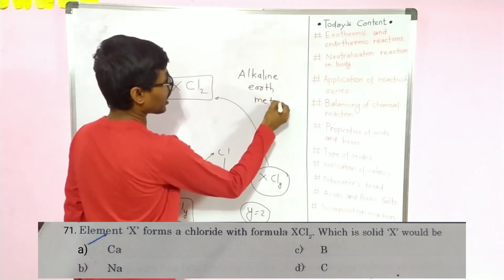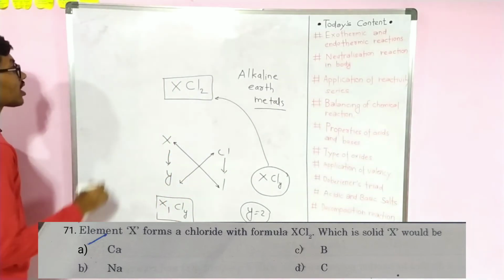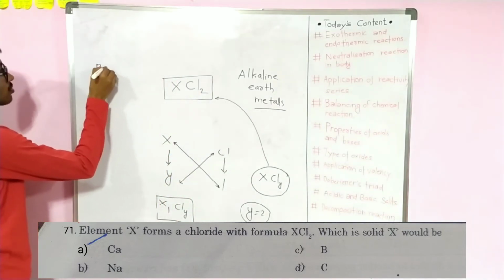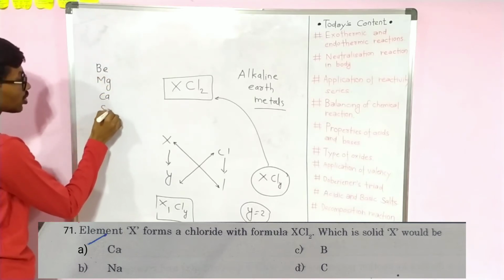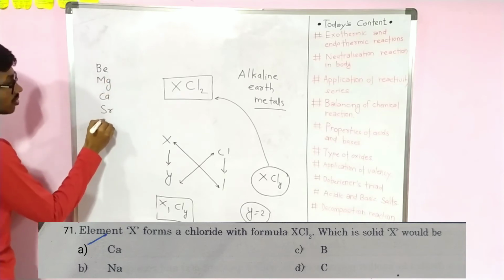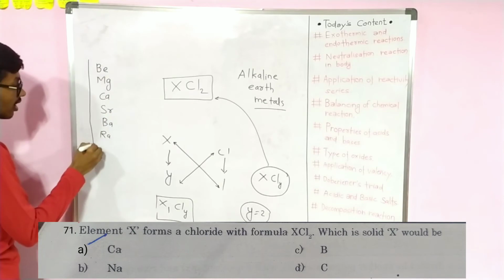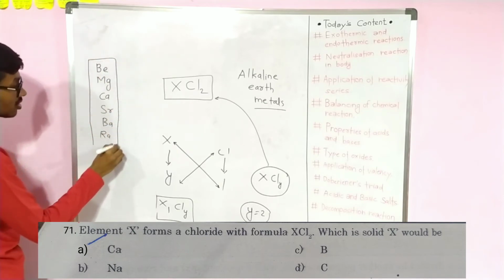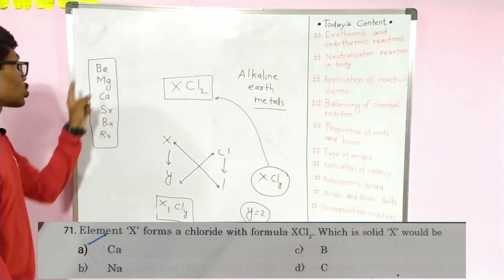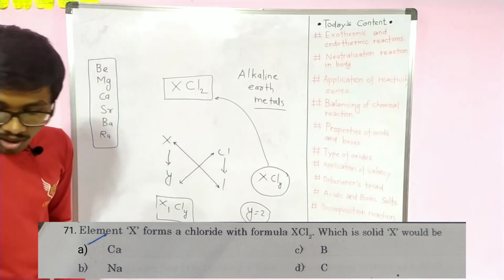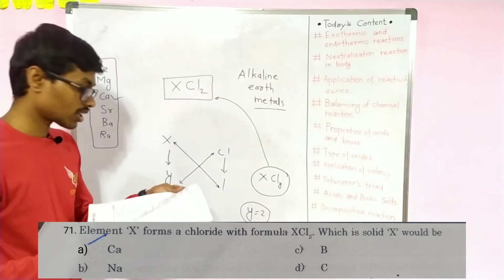Now what are alkaline earth metals? The group 2 metals are alkaline earth metals: beryllium, magnesium, calcium, strontium, barium and radium. Now X should be one of these. Now they have given calcium. In first option itself we have got the answer.